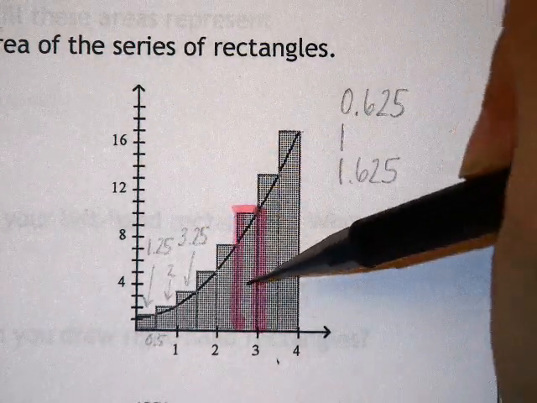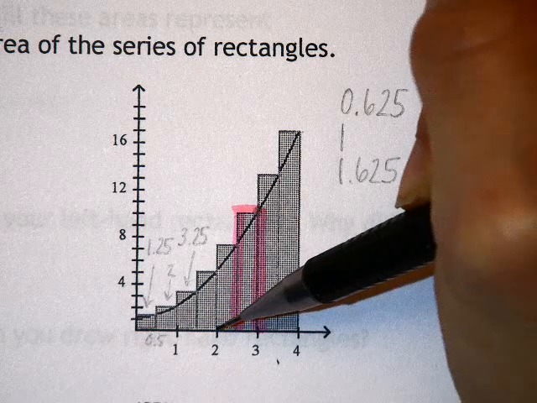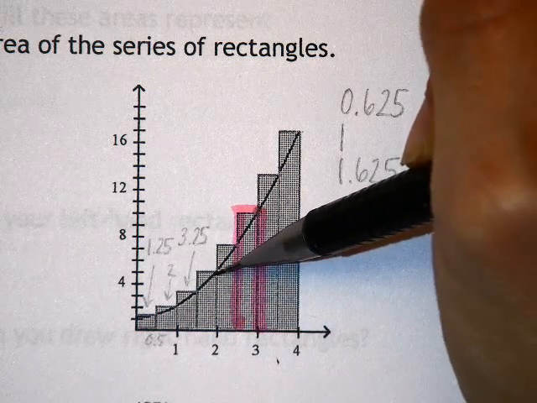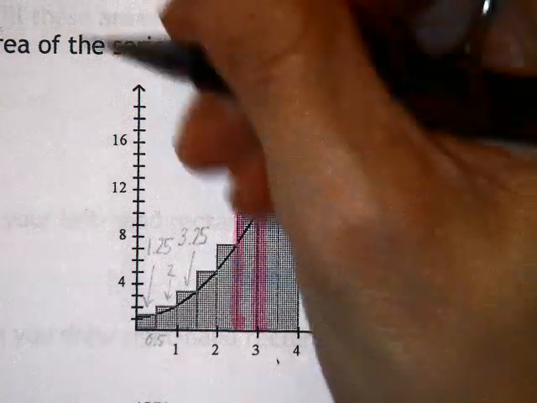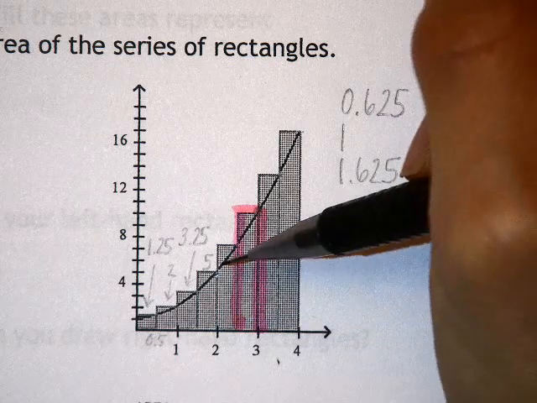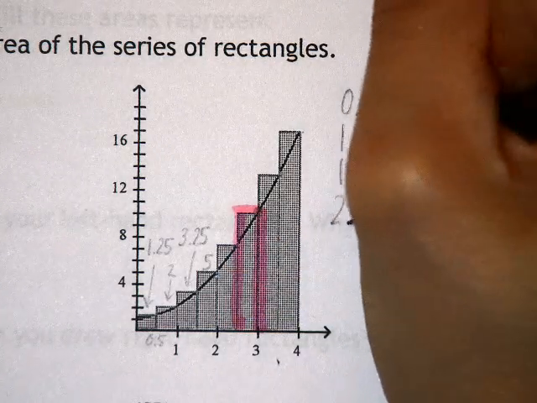The fourth rectangle, again, base is 0.5. The height of the fourth rectangle is dictated by this point on the curve with its x-coordinate 2. At the x-coordinate 2, the y-coordinate is 5. So 0.5 times 5 is 2.5.